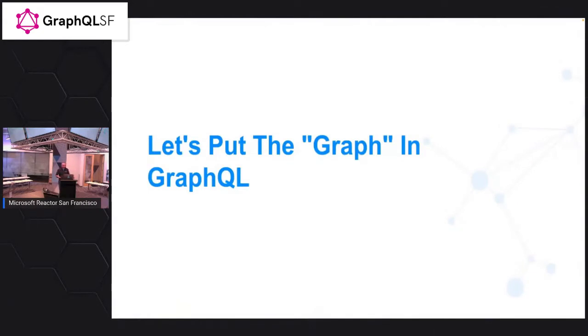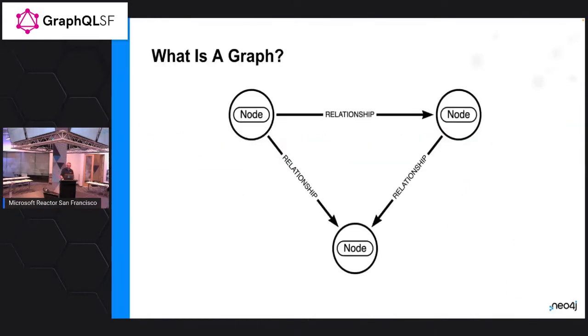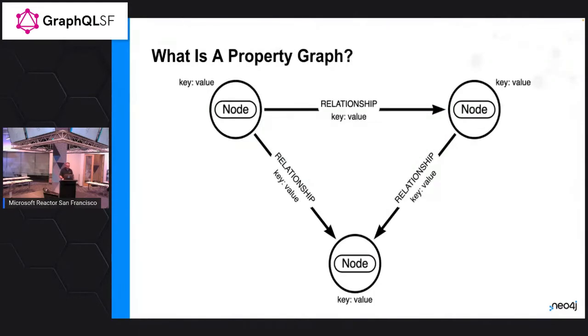So let's talk about the graph part of GraphQL for a bit. Let's back up and just talk about graphs. Fundamentally, a graph is a data structure that allows us to represent data. We represent the entities as nodes, and relationships connect nodes. You may have heard the term property graph before. Property graph just means we can store arbitrary key-value pair attributes on our nodes and relationships.